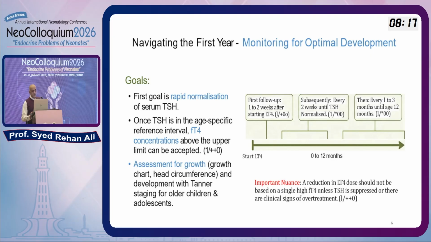Just one nuance is that the reduction in thyroxine dose should not be based on a single high free thyroxine unless the TSH is suppressed or there is a clinical sign of overtreatment.